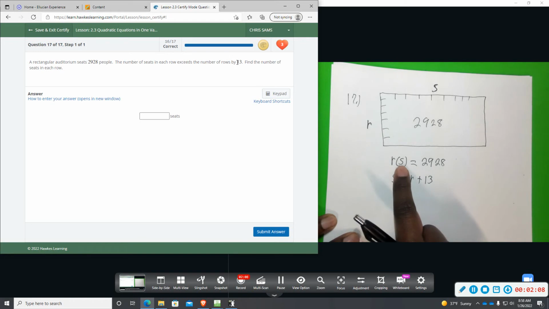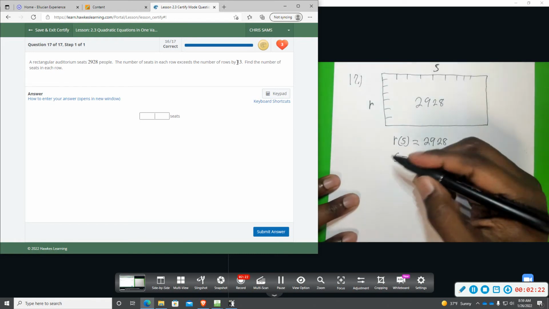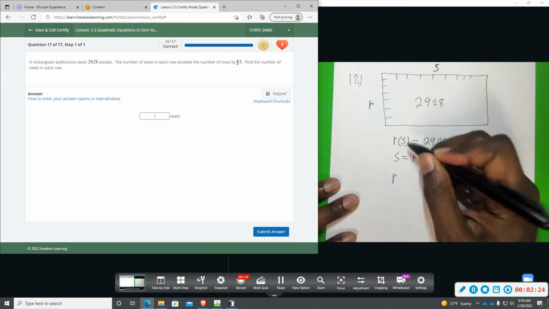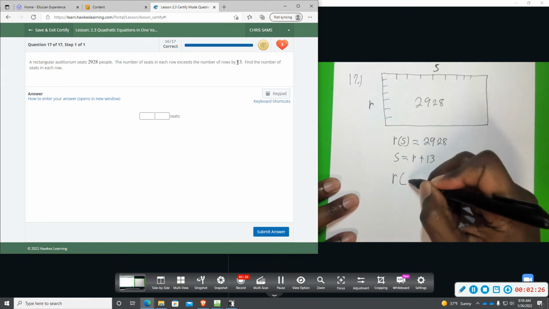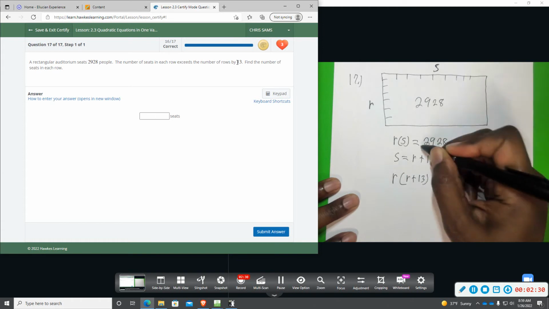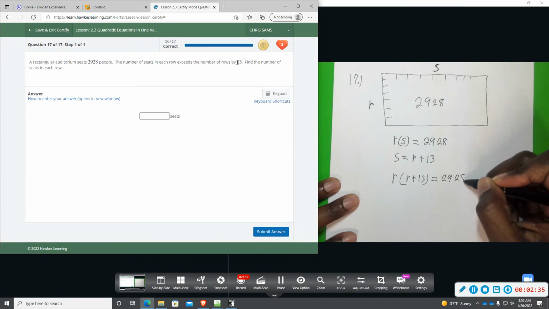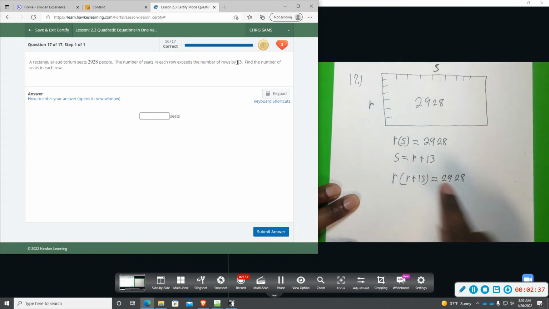So we have two unknowns, R and S. We have two equations. We can solve it. We're going to use substitution. We're going to substitute the equation for seats, R plus 13, in this position here, and then we'll solve this problem. So we have R times S. Now in the place of S, we're going to replace it with R plus 13, and then that equals 2,928.